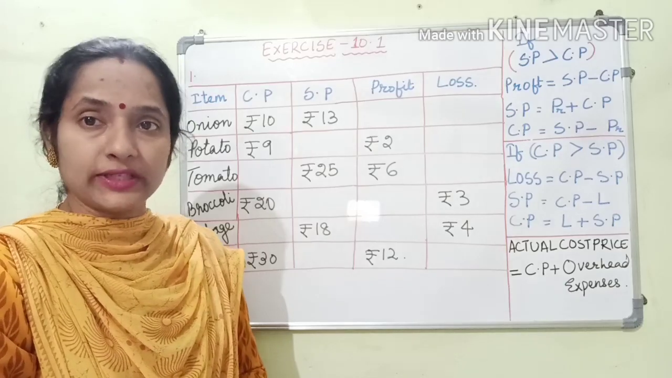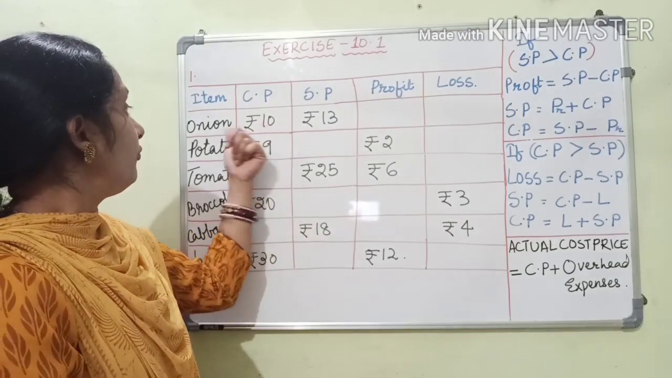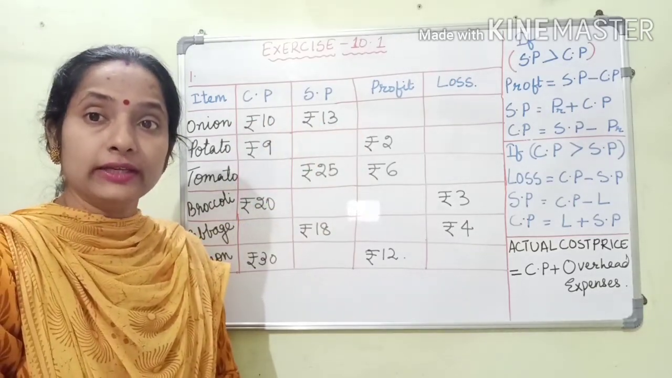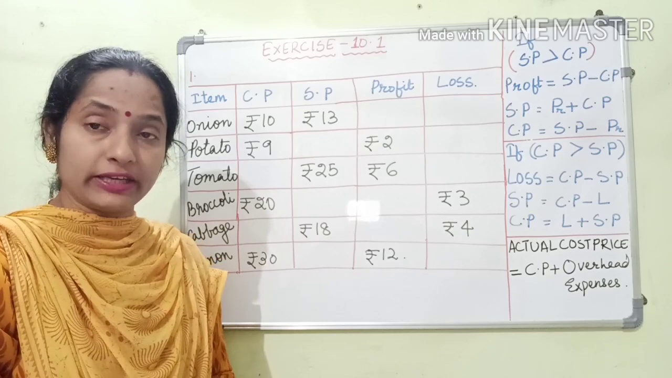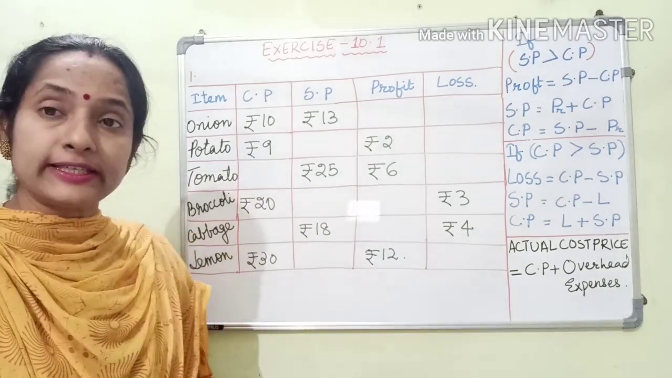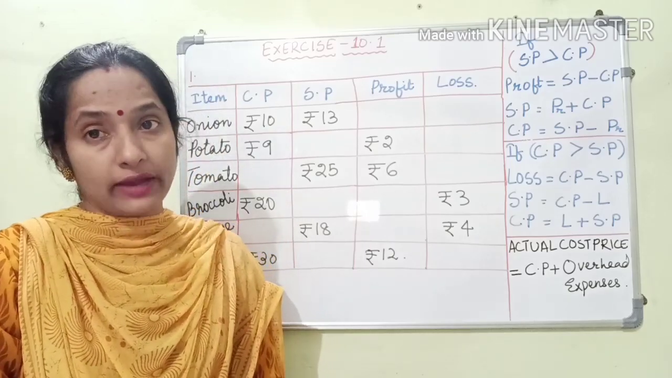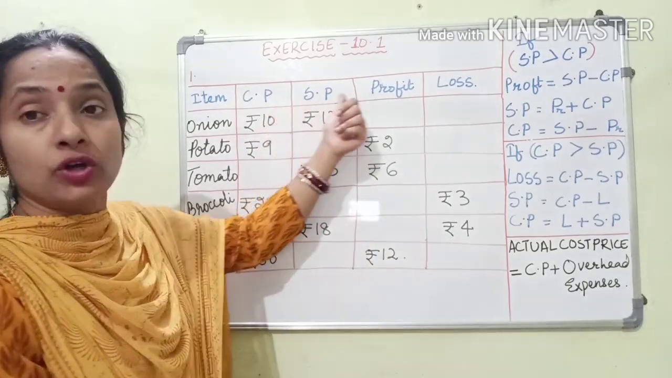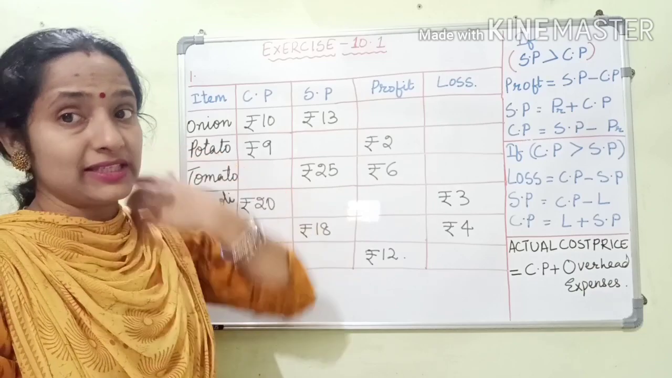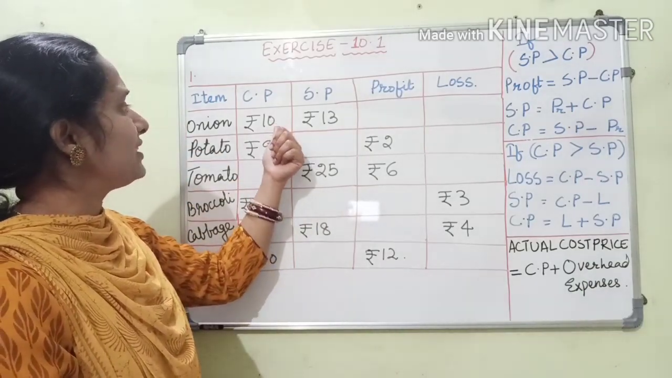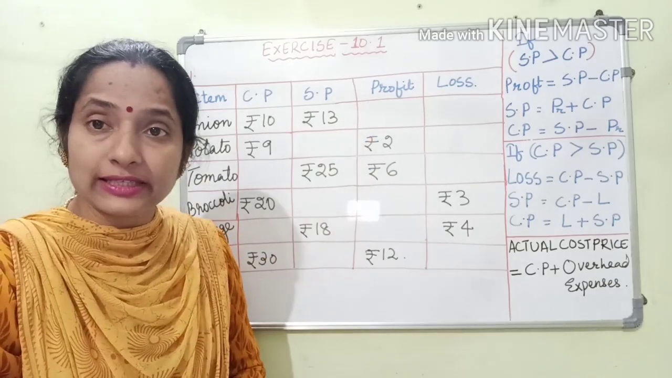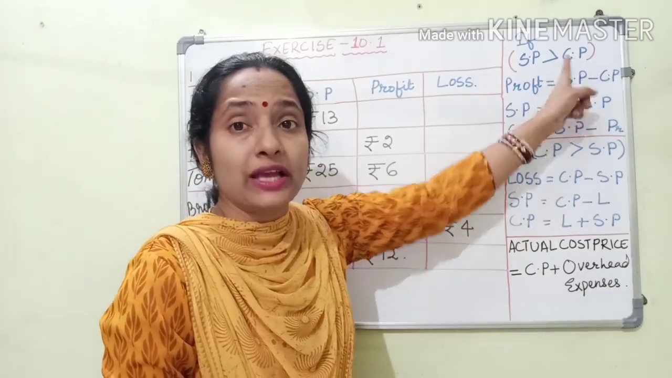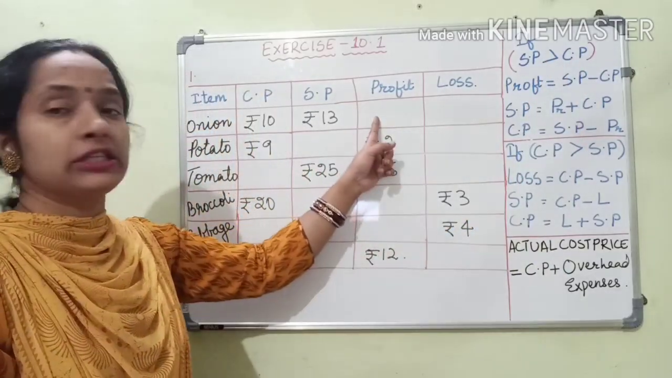So let us come to the first item, that is onions. For onion, the cost price and the selling price are given, and you have to find whether he has a profit or loss, and the amount. How could we decide this? First of all, we have to compare cost price and selling price. The cost price is rupees 10 and the selling price is rupees 13. This means the selling price is more than the cost price. So when the selling price is more than the cost price, what do we have? We have a profit, isn't it?